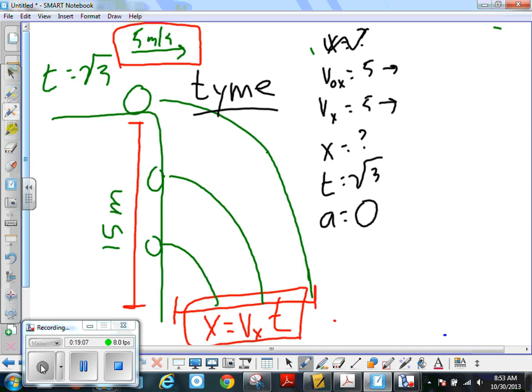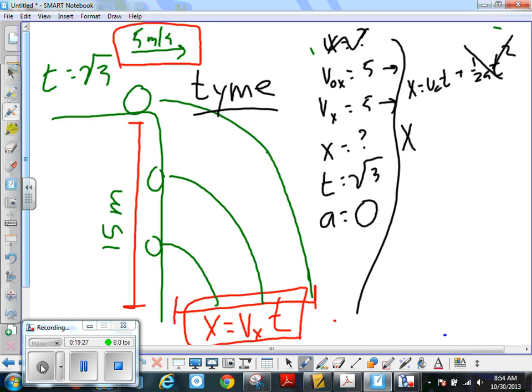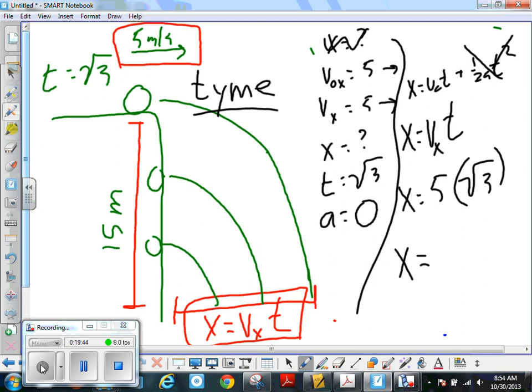Okay, so with that checklist, then, we can use the formula, and really what the formula is, x equals v sub naught t plus 1/2 at squared. But this time, we have no acceleration, so that cancels out. X then equals velocity in the x direction, which is the initial and the final since there's no acceleration, times time that it gets to fall off the cliff. So x equals 5 times the square root of 3. And that is our displacement and how far away we are from the edge of the cliff. Questions?